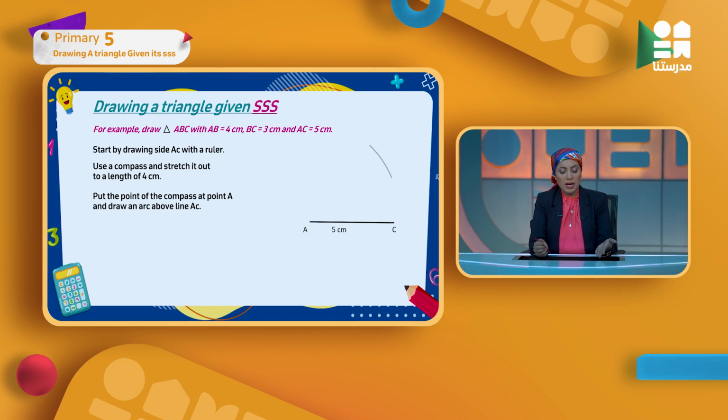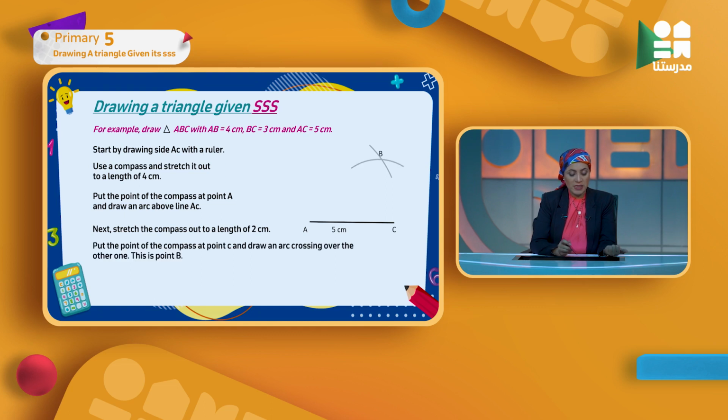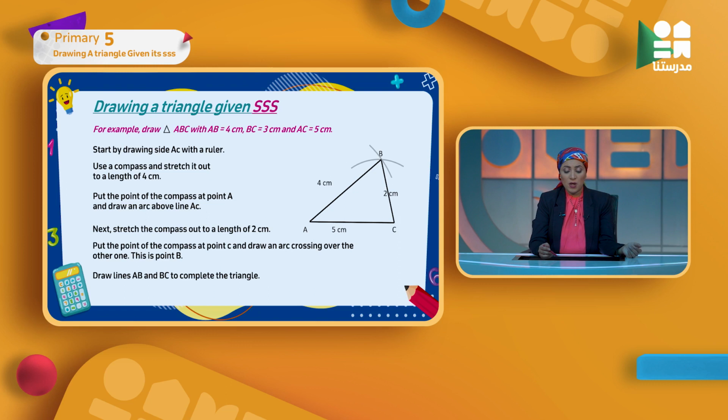Well, I made an arc for AB. Now I need to make an arc for BC, which is 3 centimeters. Then I stretch it to 3 centimeters and I put the point of the compass at point C and draw the arc crossing over the other one. This will be my point of intersection. So here BC is 3 centimeters, AB is 4 centimeters, and from the start we had line AC as 5 centimeters.